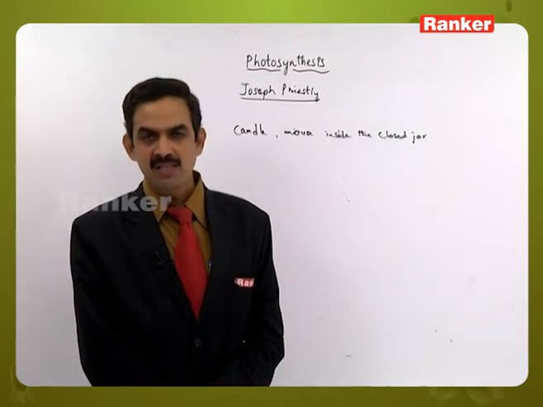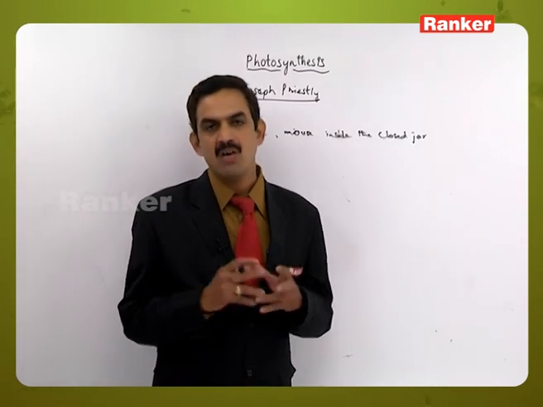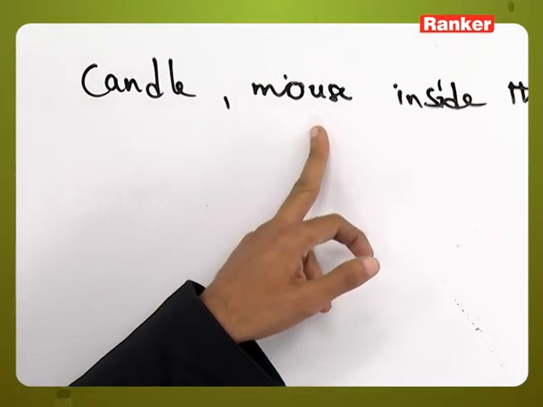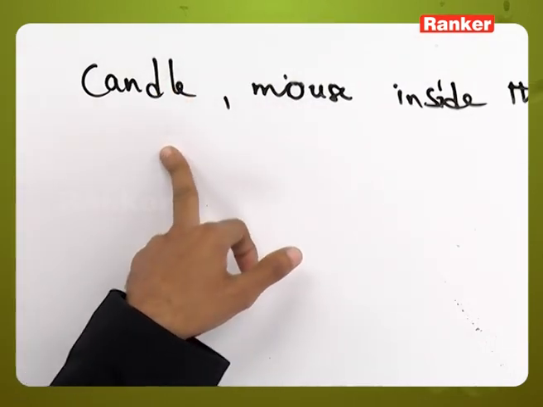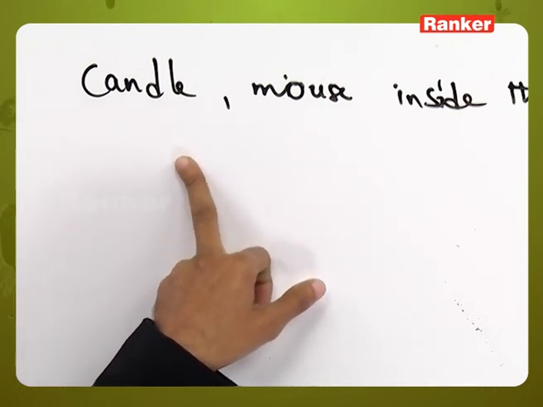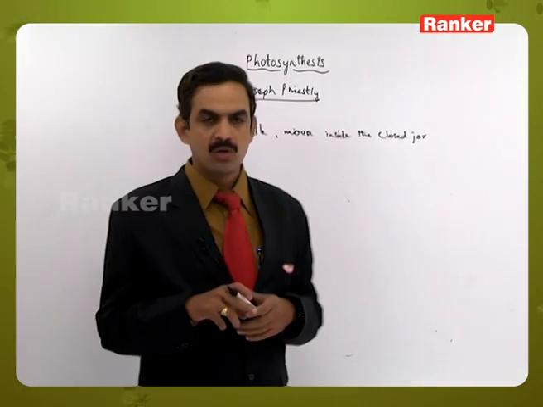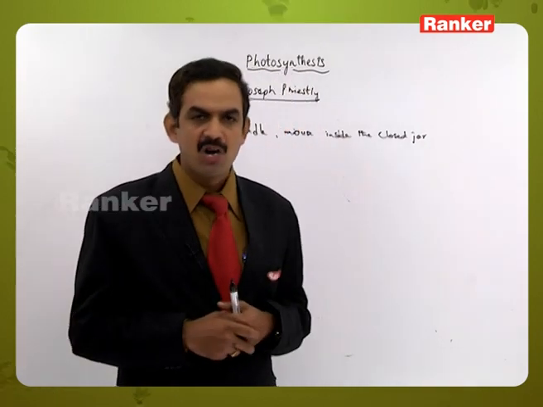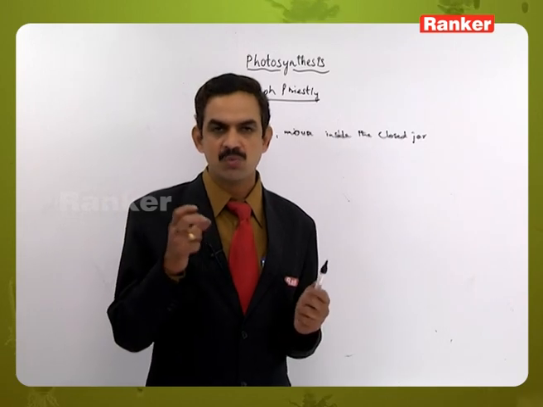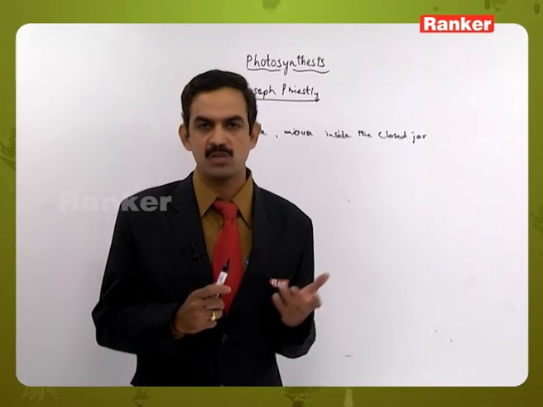So what happened is, whatever oxygen was available inside that apparatus or the jar was being exhausted by the candle and the mouse. That means burning of the candle requires oxygen, and the candle burned till the oxygen was available, and once that oxygen had been exhausted, the candle went out. And of course we know that animals require oxygen for their survival. So till the oxygen was available inside that apparatus, the mouse survived, but once the oxygen had been exhausted, the mouse also died.